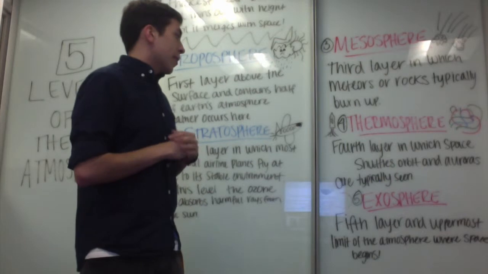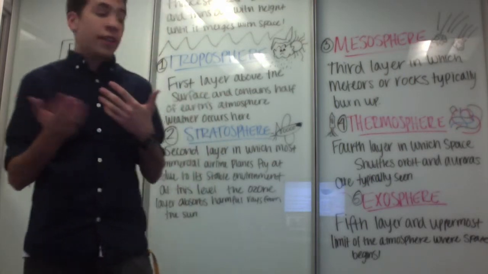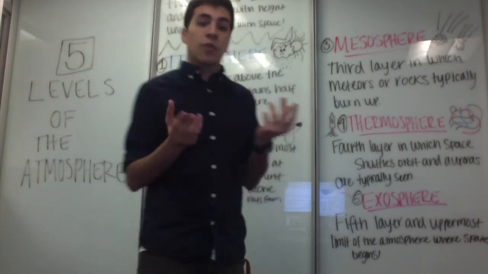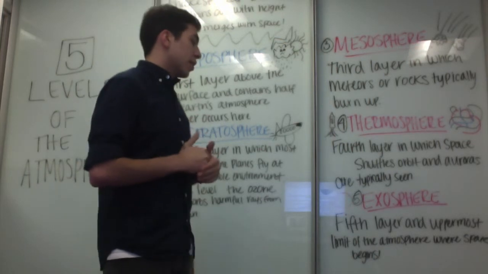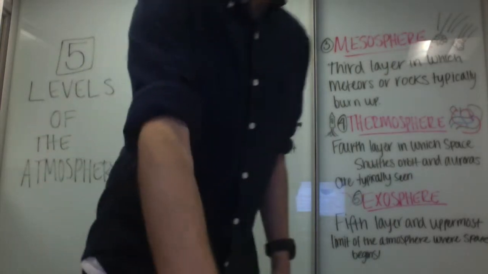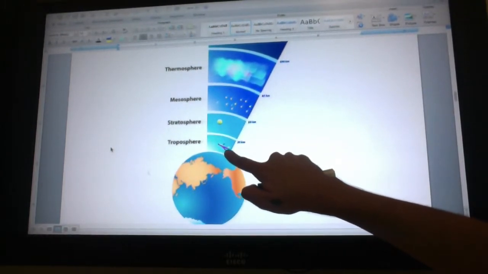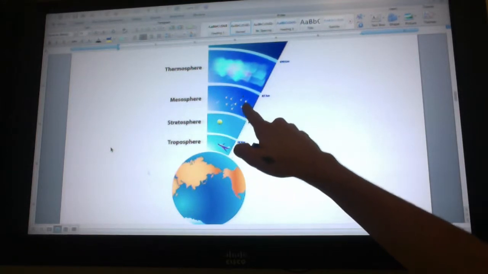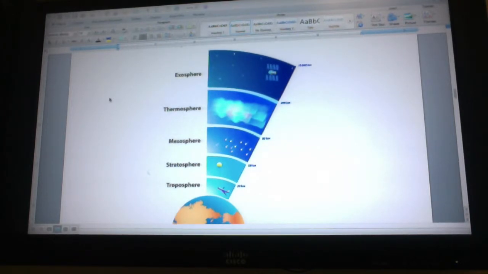Our fourth would be the thermosphere, and this is our fourth layer in which the space shuttles orbit, and auroras, which are known as the northern lights, are typically seen in this area. And the fifth would be the exosphere, which is the uppermost limit, and that's our layer where we are starting to go into outer space. And this is what that looks like on a photograph. This will be our troposphere. This is our stratosphere, mesosphere, our thermosphere, and finally we have the exosphere. So all of those are very important to creating a stable environment for Earth to be protected.